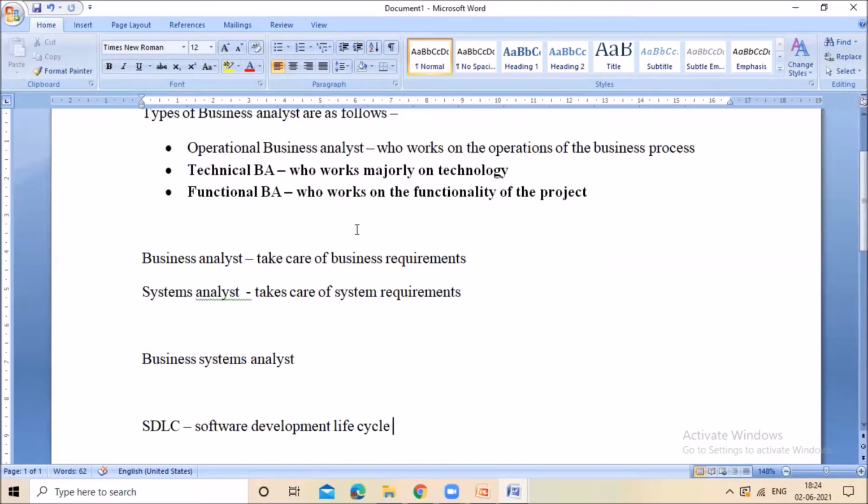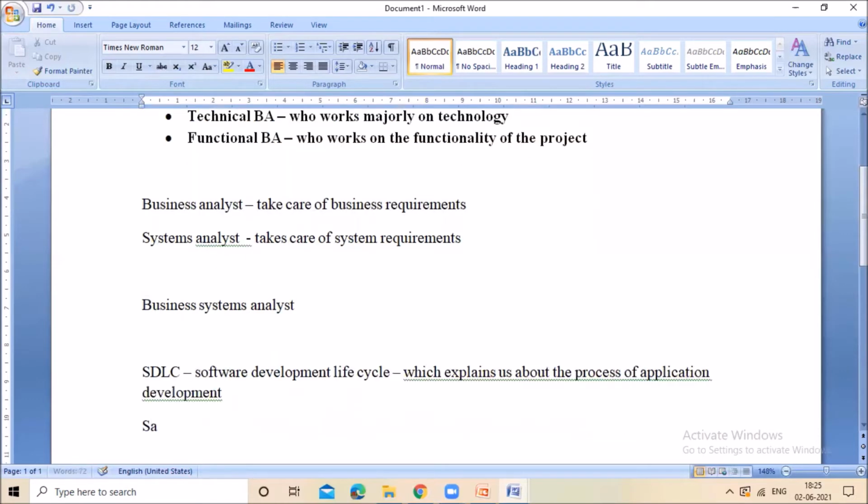This is what we call SDLC, meaning software development lifecycle, which explains to us the process of application development. Meaning, what are the different stages of application? There are different stages in application development.